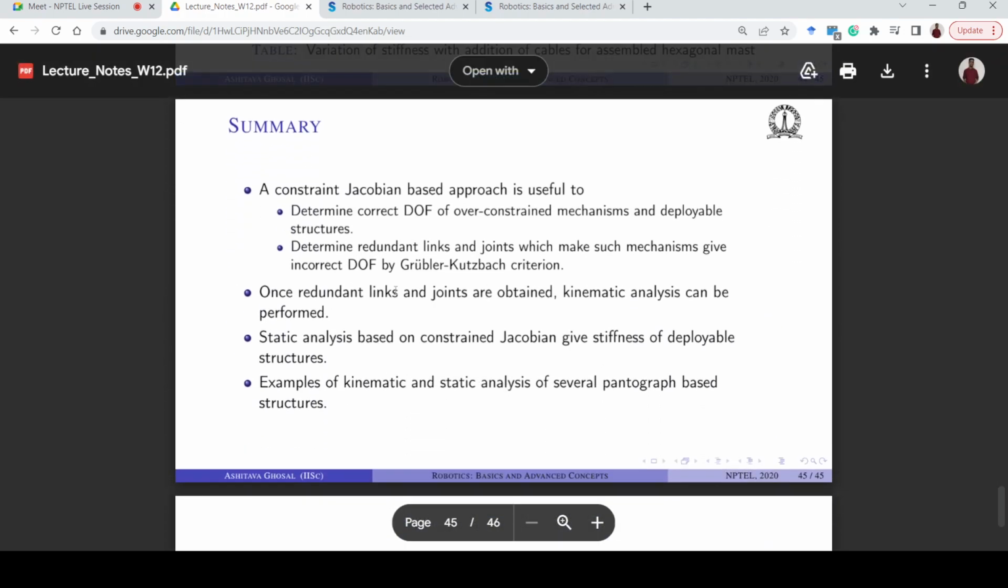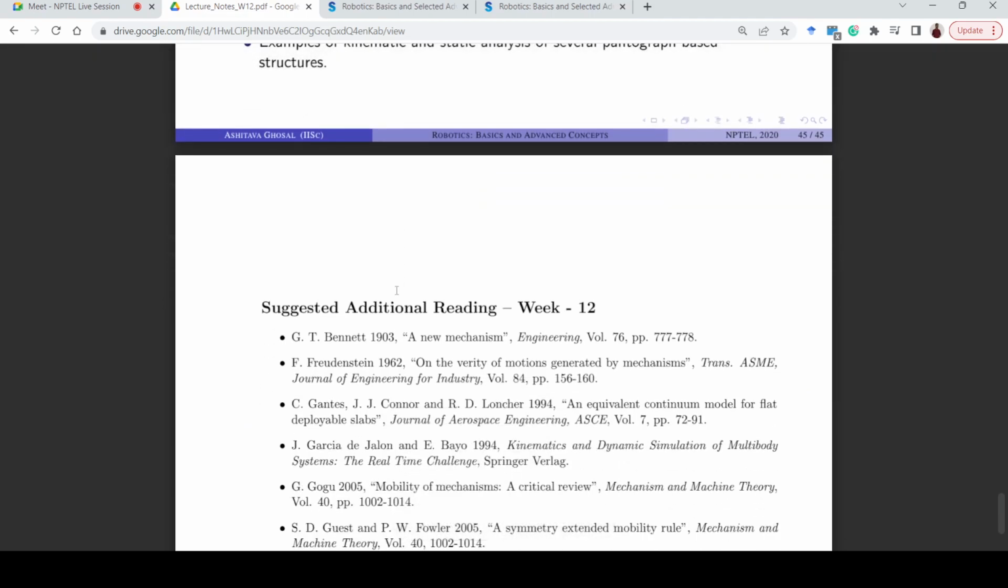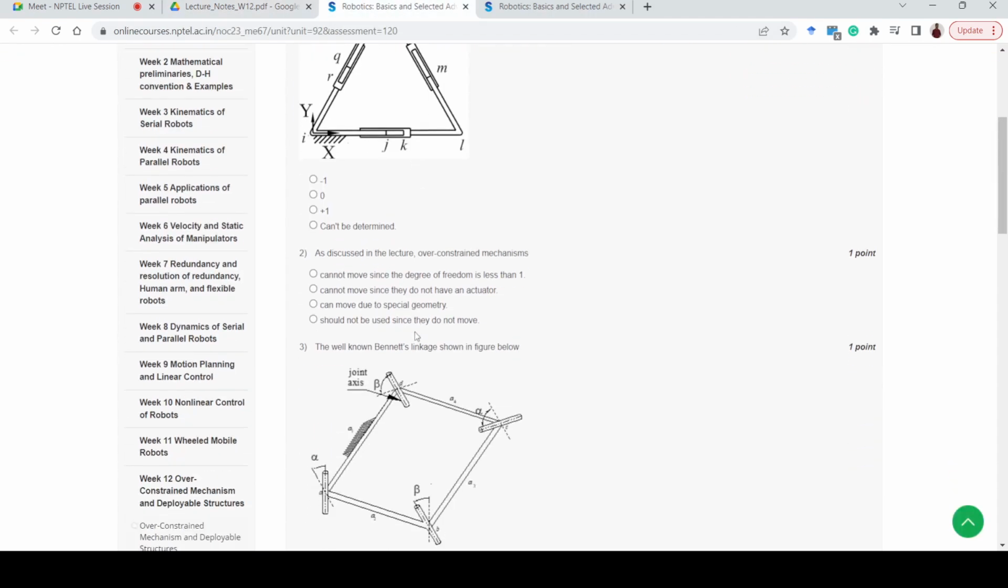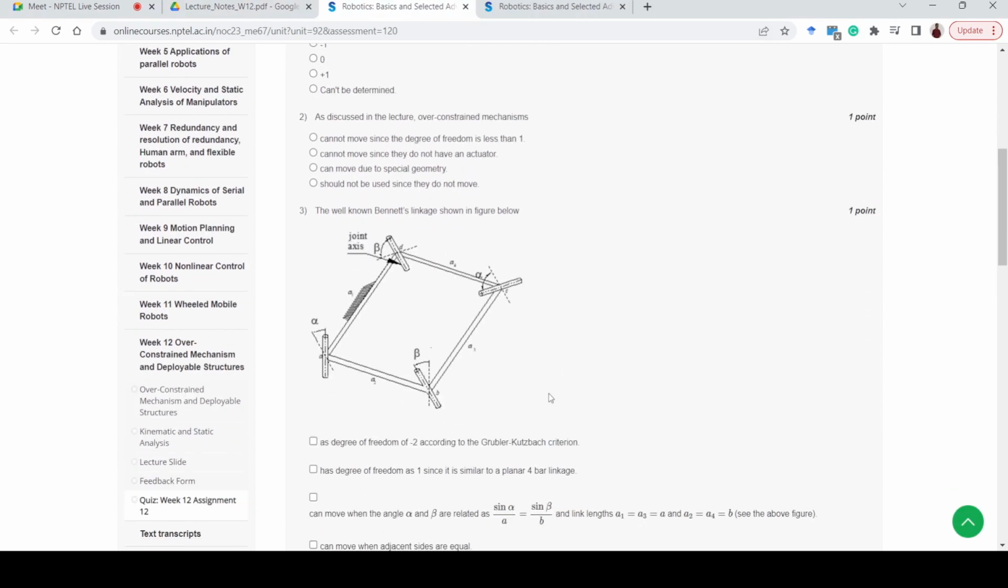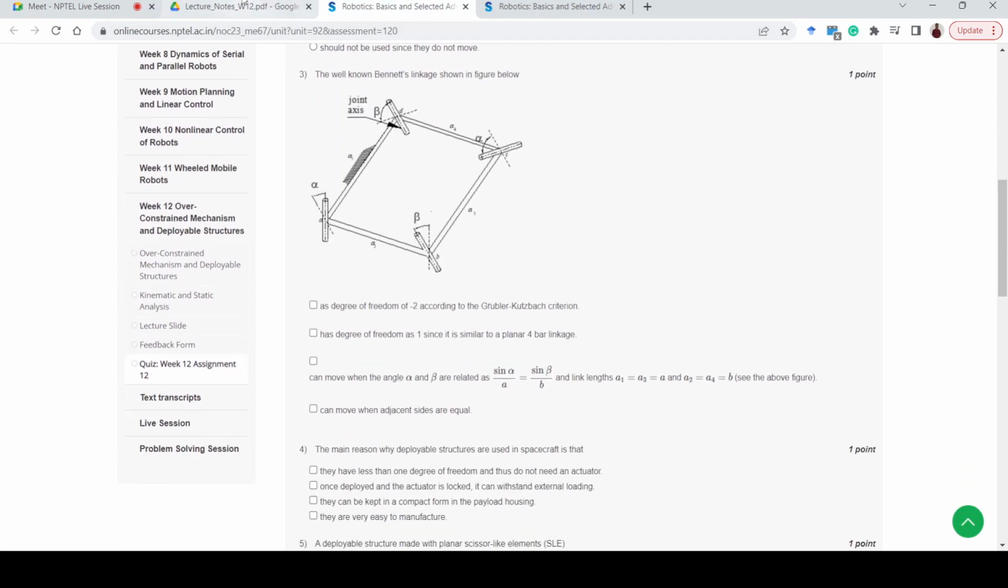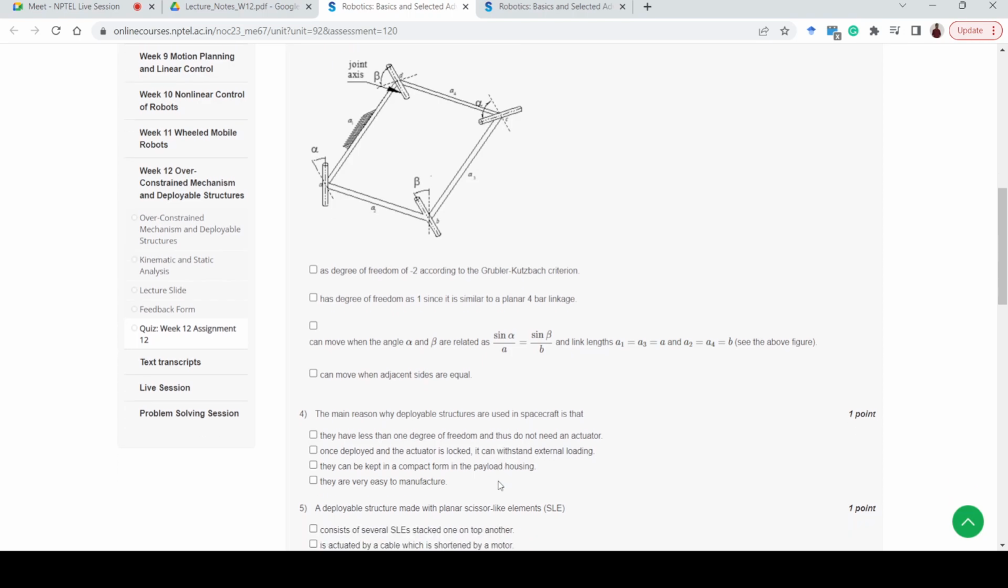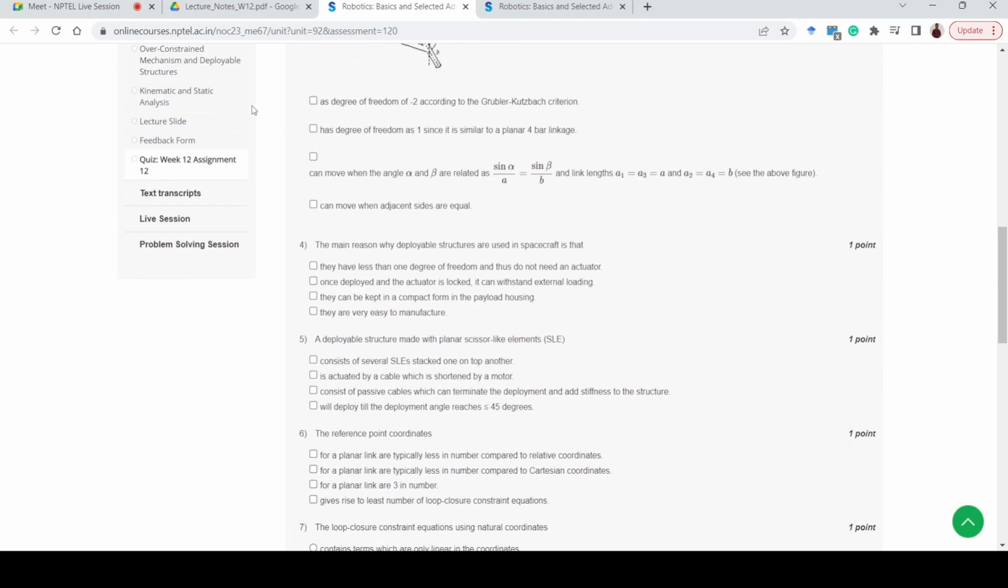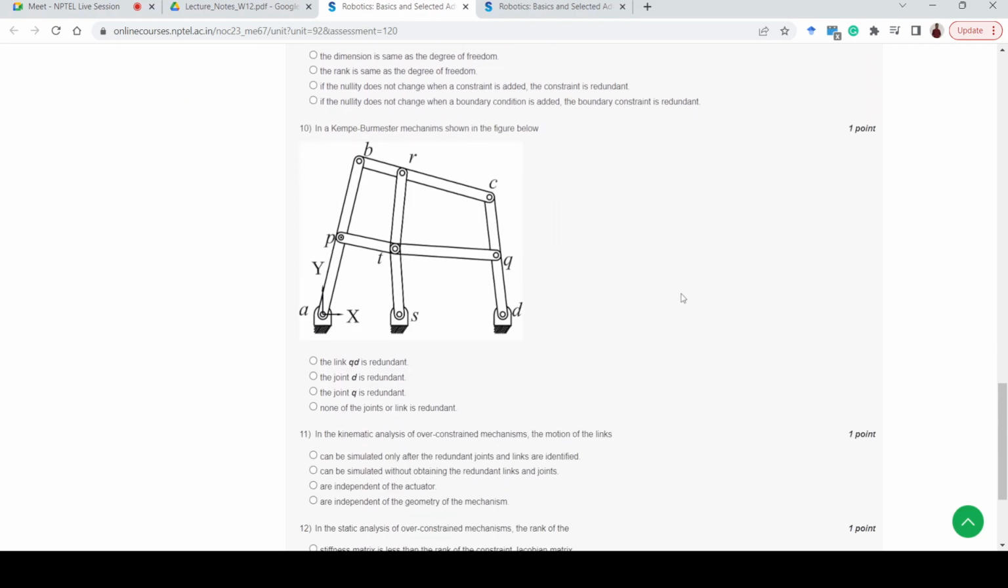Okay, and so this week was more or less about these mechanisms, and if you go through the assignments, they are all mostly theoretical questions directly based on the lecture notes or very near to what has been given in the lecture notes. So if you go through the lecture notes and the lectures, you will be able to do all the assignment questions.